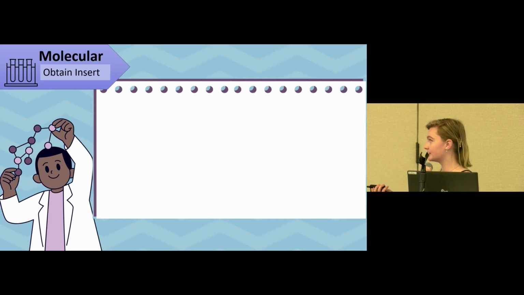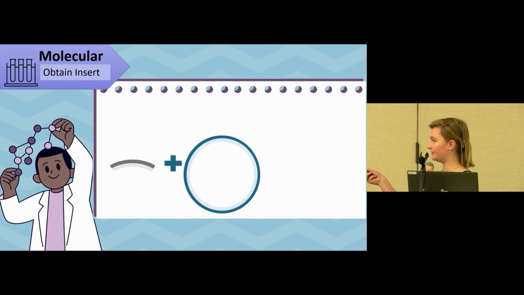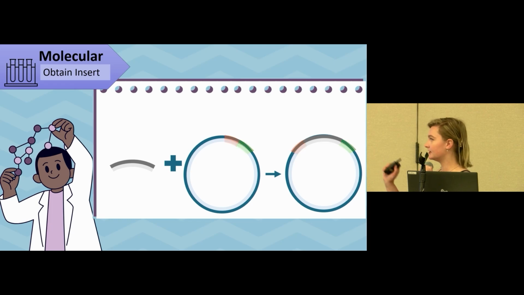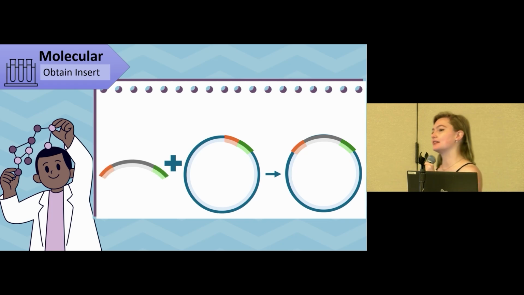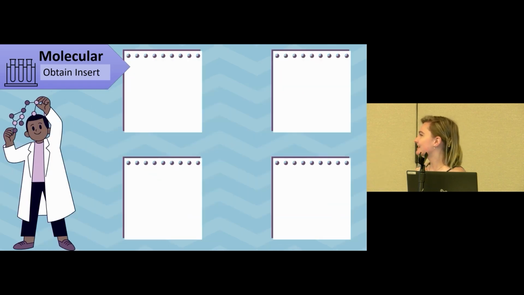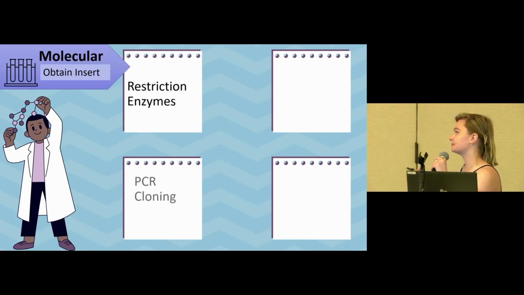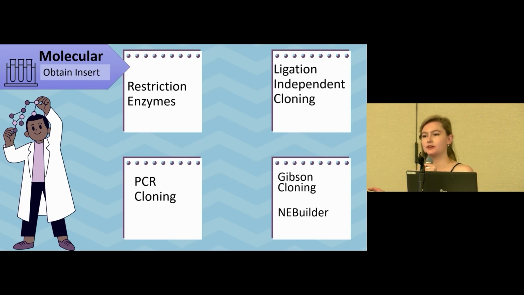Now, the general premise behind this is you have your insert and your vector. You want to make them one. So you have these overlapping sequences that are going to be denoted in orange and green throughout my presentation. And you have to add them to your insert somehow and create sticky ends so that it can be actually inserted. Oh, yeah, I'm highlighting the sticky ends there. So the 4 techniques that I'm going to go over are restriction enzymes, PCR cloning, ligation-independent cloning, and Gibson cloning, which is also known as NEBuilder.